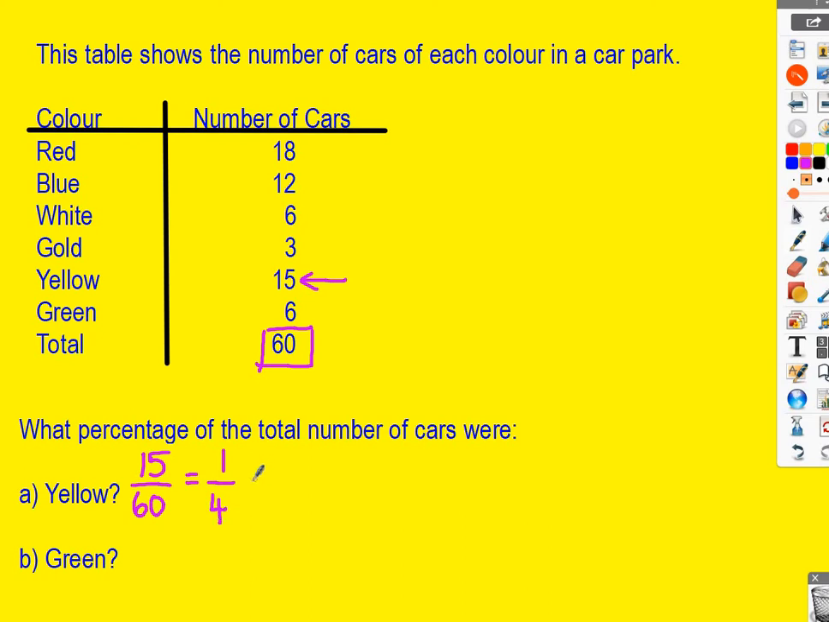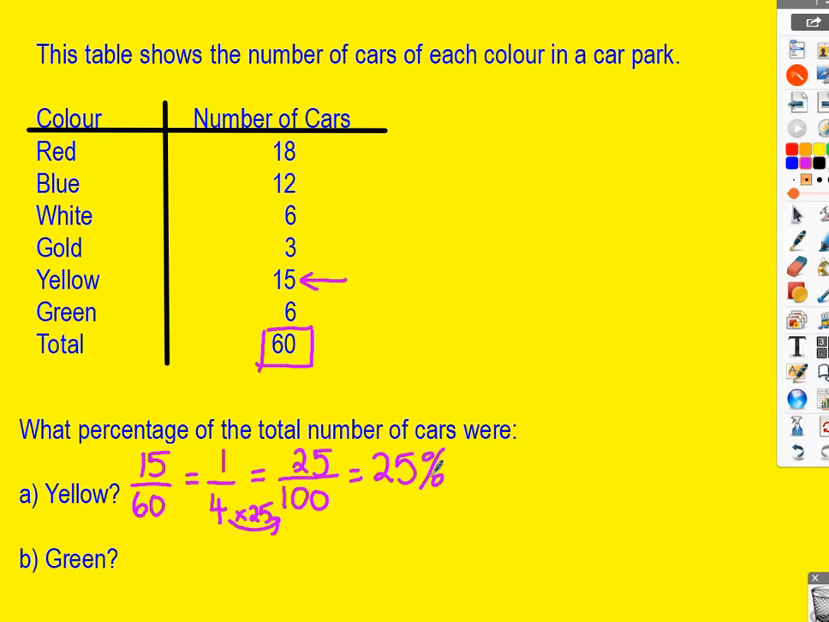It's a common one. You probably know it's 25%. But if you want to go through the process of why it's 25%, percentages are out of 100, so 4 times 25 gives you 100. Doing the same to the numerator, 1 times 25 is 25. 25 out of 100 then is 25%.